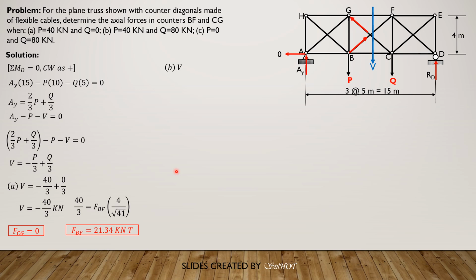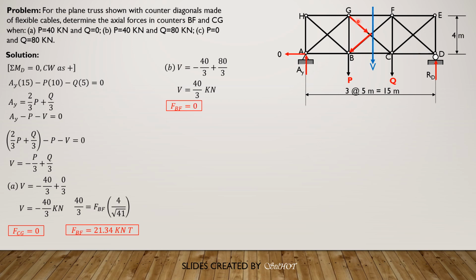So let's proceed to letter B, where shear is negative 40 over 3 plus Q, 80 over 3. So V is 40 over 3. This time the direction of the shear in this panel is correct, that it is downward. Therefore, BF should be in compression, opposite to this direction. BF should be compression, it is down also to the left, and CG should be down to the right. So this time BF is in compression and CG is in tension. Because these again are made of ropes or cables, FBF is 0 and FCG is in tension.